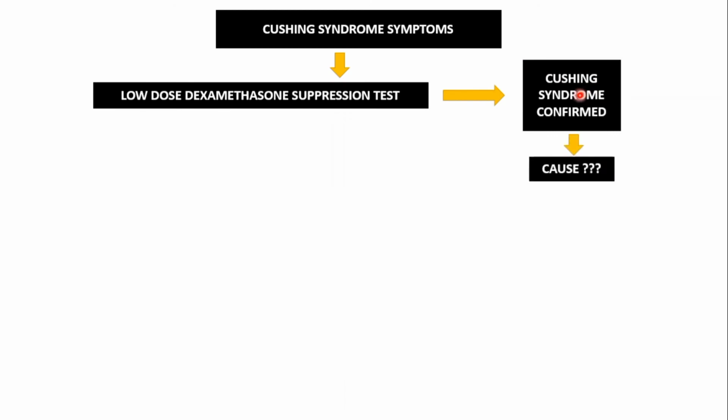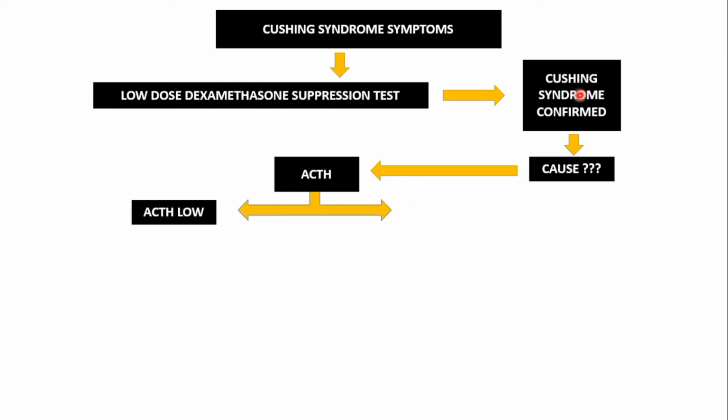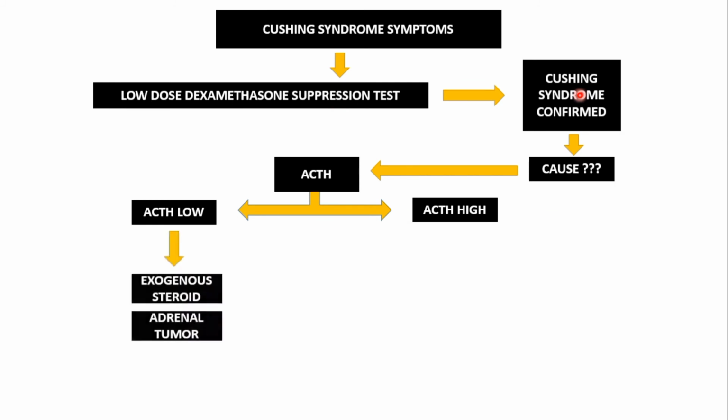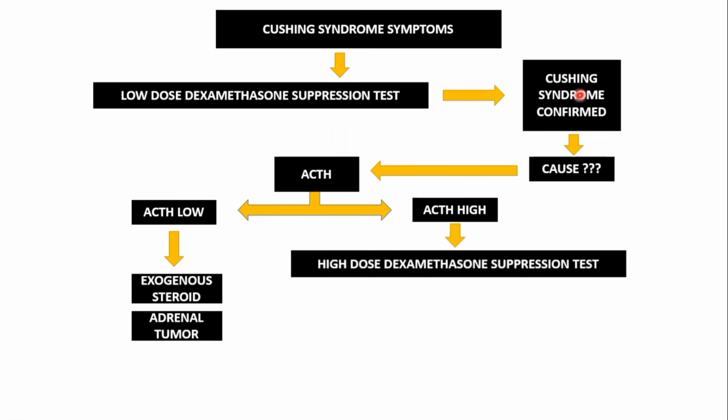To find the cause, we check the level of ACTH. If the ACTH is low or high, we have different causes. If the ACTH is low, the probable cause would be exogenous steroids or adrenal tumors. If the ACTH is high, we do a high dose dexamethasone suppression test.